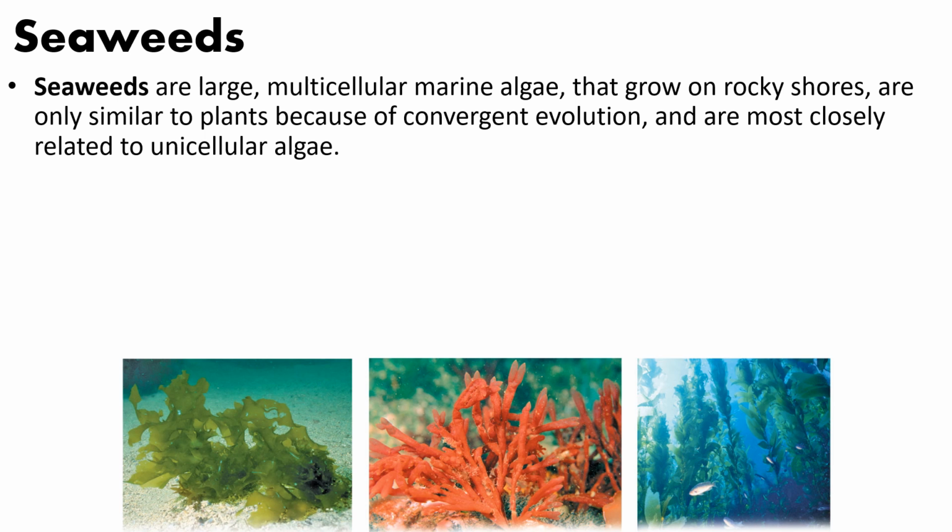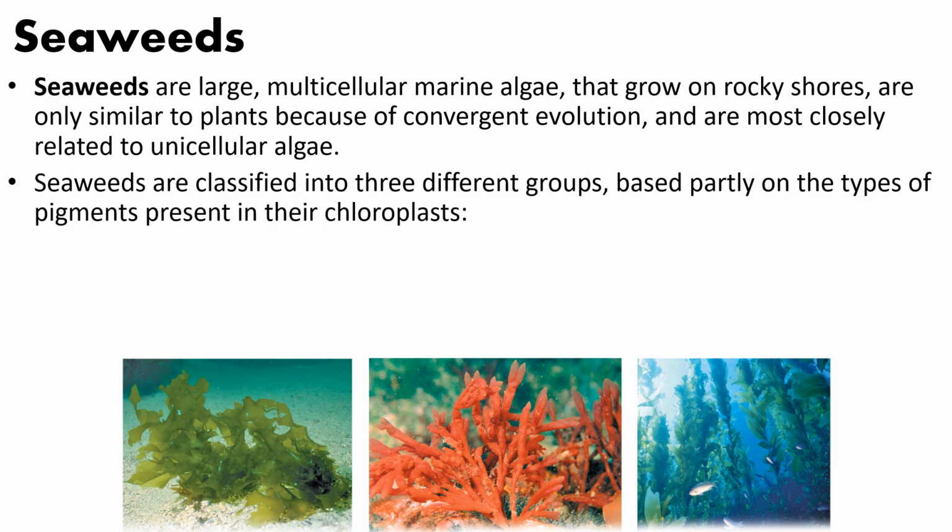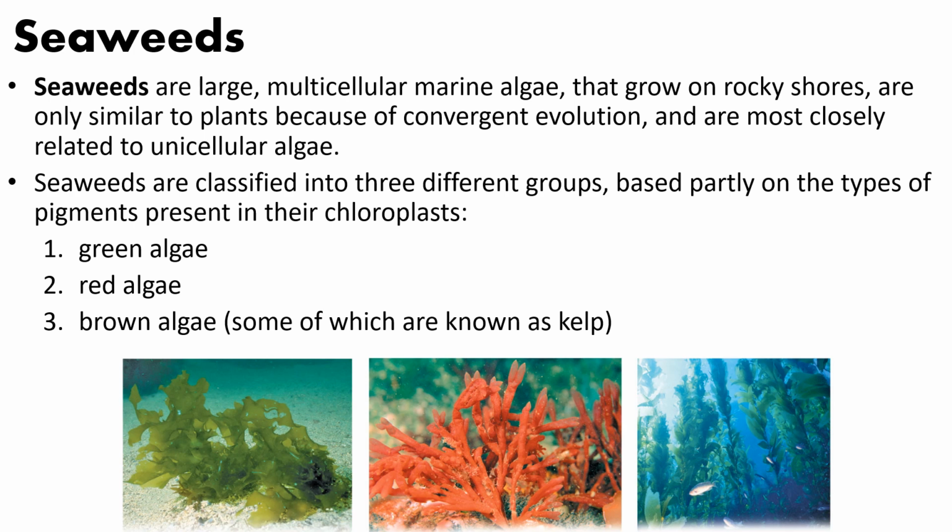They tend to grow on rocky shores, and there are three main types that we have. It's mainly classified based on the pigments that are in their chloroplasts. We've only talked about one type of chloroplast, but there are other types that have different pigments. So green algae is the far left picture. We're then going to have red algae, which is in the center, and then brown algae, which we're more familiar with, which is kelp. These are long strings that look like leaves. Again, they are not closely related to plants, but they do look very similar to plants if you compare them.